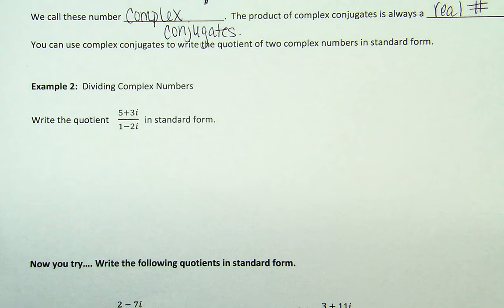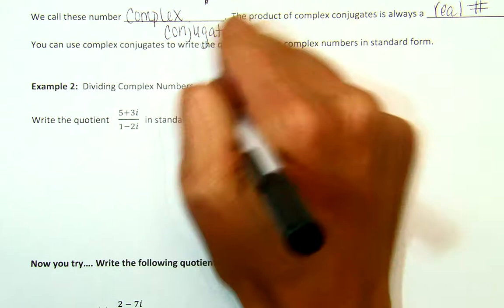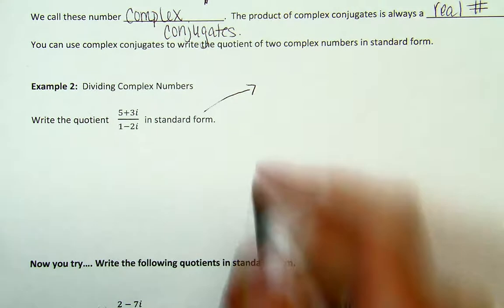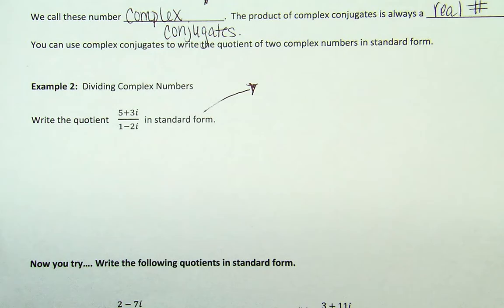Okay, so let's look at this quotient. We have 5 plus 3i divided by 1 minus 2i. The first thing we're going to do, and I'm going to write these steps over in the corner because they might be helpful as we continue working with complex numbers.